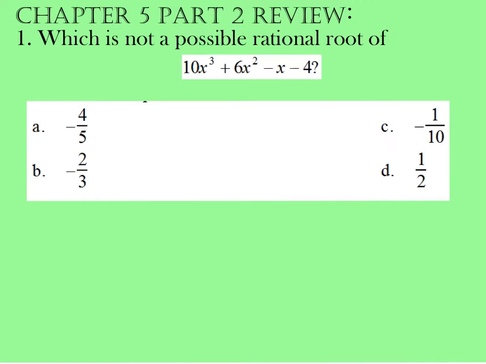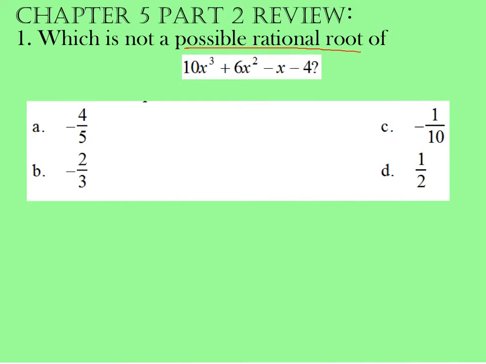Alright, so starting with number 1, it says, which is not a possible rational root of 10x cubed plus 6x squared minus x minus 4. So the key words here are possible rational roots. That lets us know we're going to use the rational root theorem.